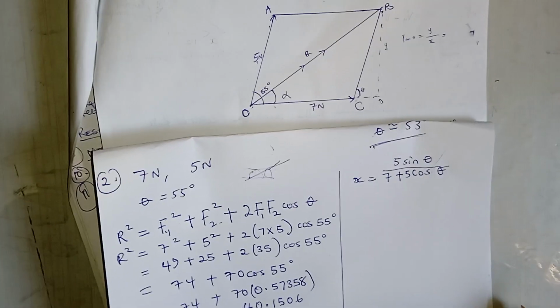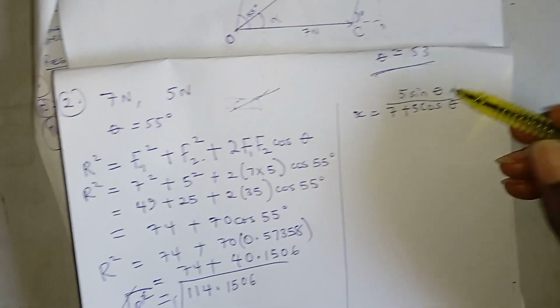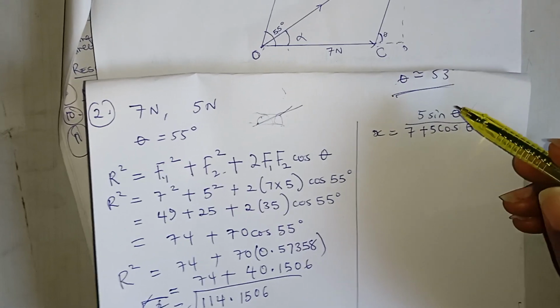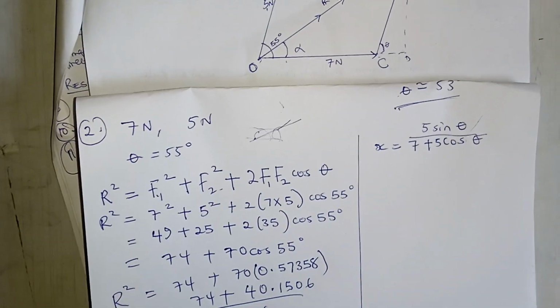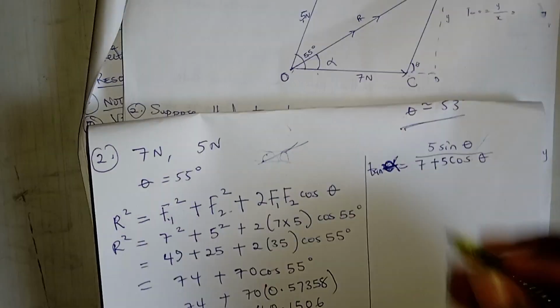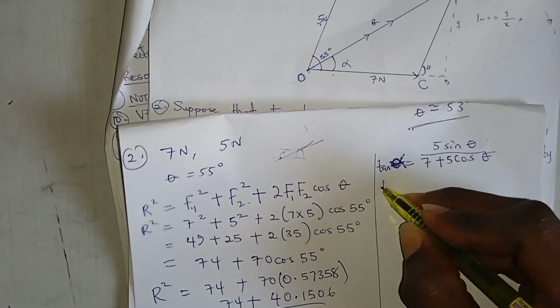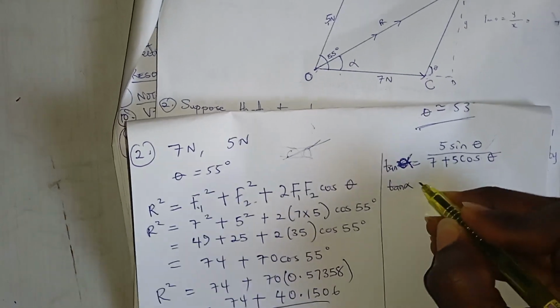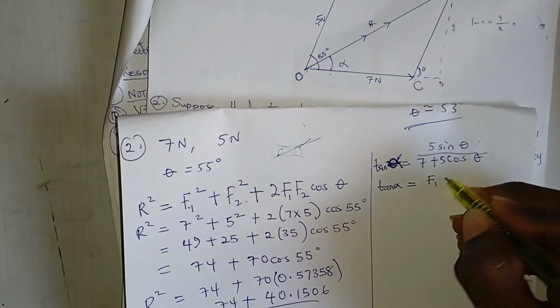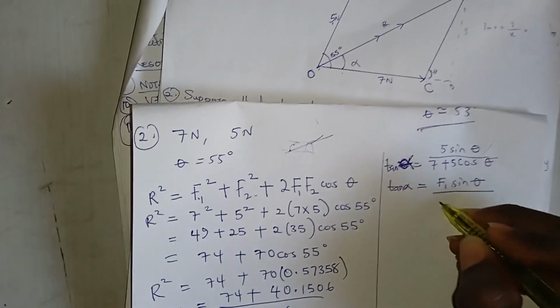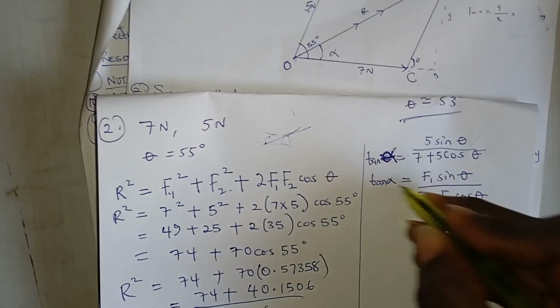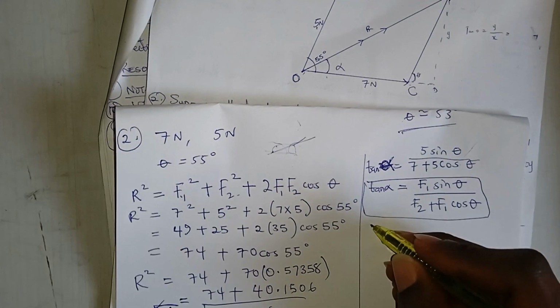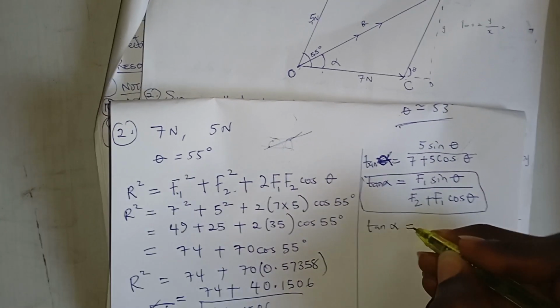So if you don't understand how we are getting this formula, go and check my first video, how to find the angle between resultants and each force. So whenever you are finding the angle between resultants and each force, just know that the formula is simply f1 sine theta all over f2 plus f1 cos theta.